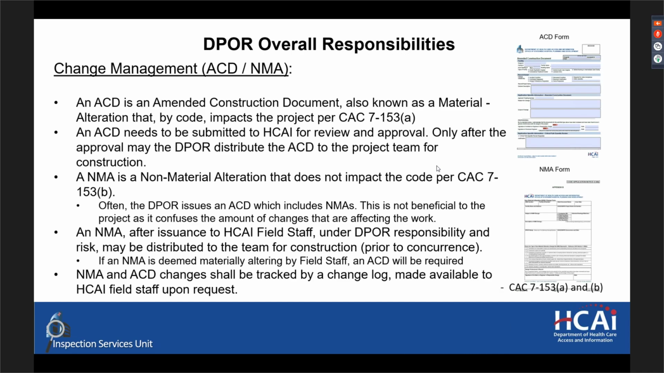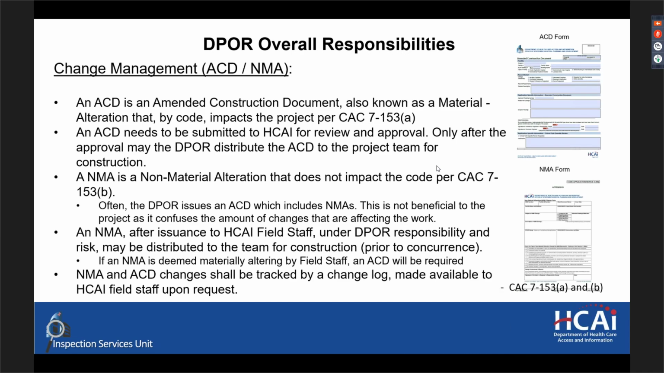Then in 7-153B, the NMA, or non-material alteration, which is not impacted by the code, is defined. A non-material alteration is further clarified in CAN 1-7-153B. The latest update to that CAN was released in July of this year. So if you're not familiar with it, I would suggest downloading it and reading it.